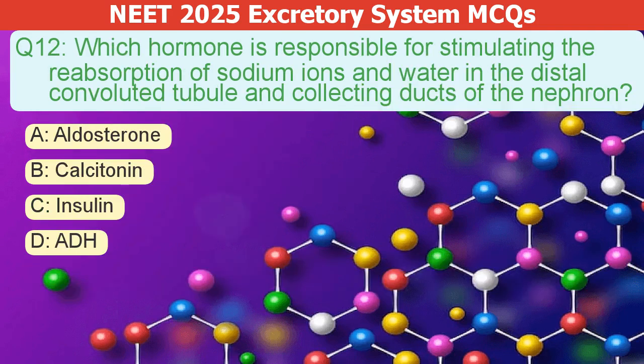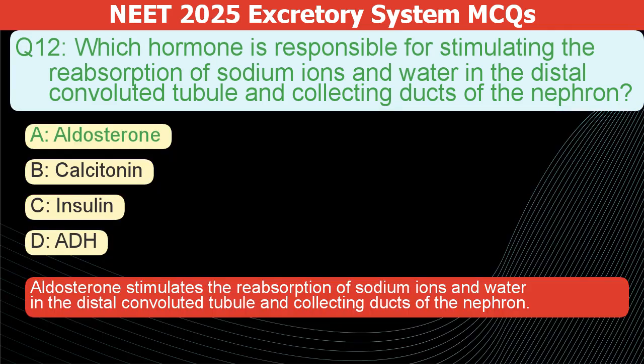Which hormone stimulates sodium ion and water reabsorption in the distal convoluted tubule and collecting ducts of the nephron? A. Aldosterone. B. Calcitonin. C. Insulin. D. ADH. The correct answer is A. Aldosterone stimulates the reabsorption of sodium ions and water in the distal convoluted tubule and collecting ducts of the nephron.